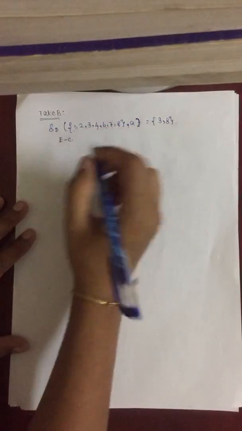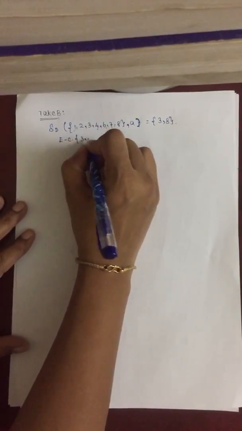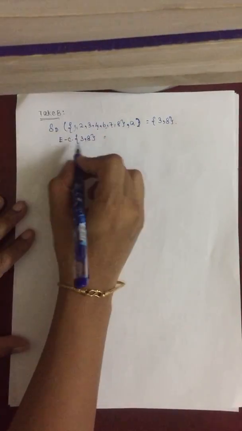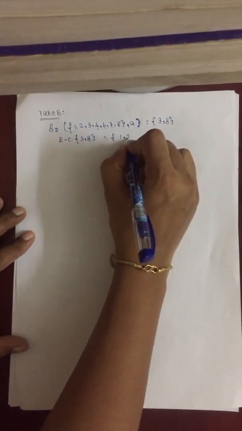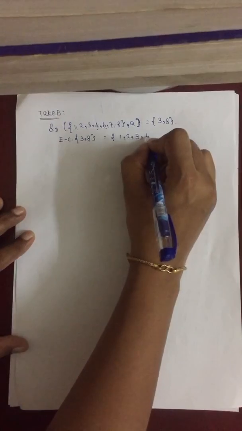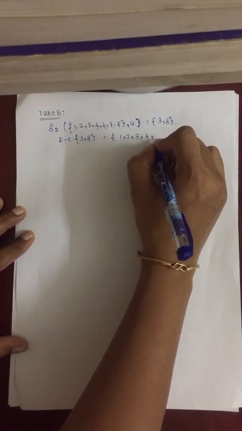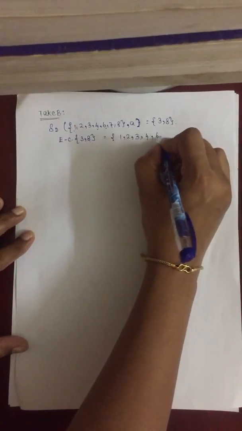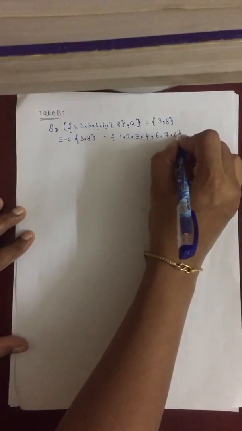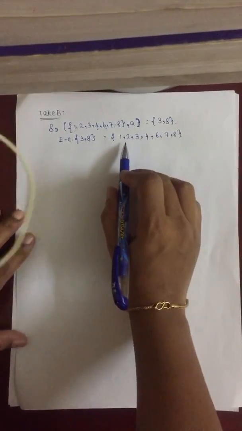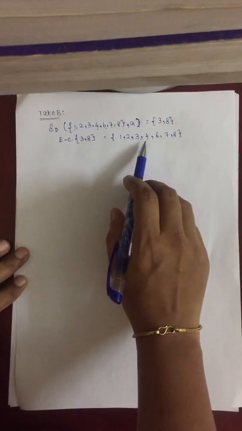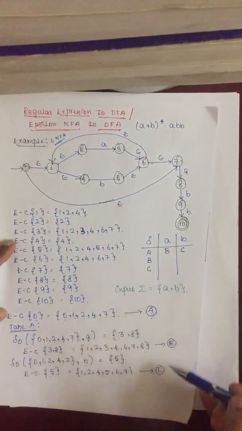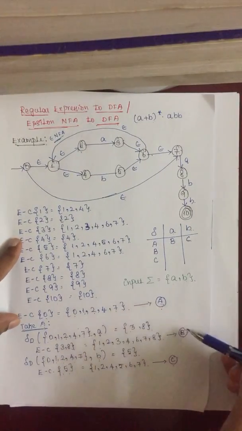Now the next step is to identify the E-closure for 3 and 8. So the E-closure of 3 and the E-closure of 8 we are just going to combine. So after combining, the resultant states inside the set are 1, 2, 3, 4, 6, 7 and 8, right? Now these are the resultant states. So we are just going to compare this set with A and B. Previously we made 3 new states, A, B and C.